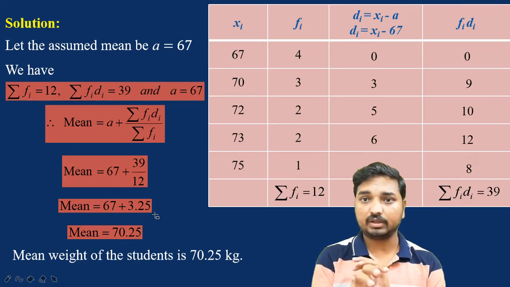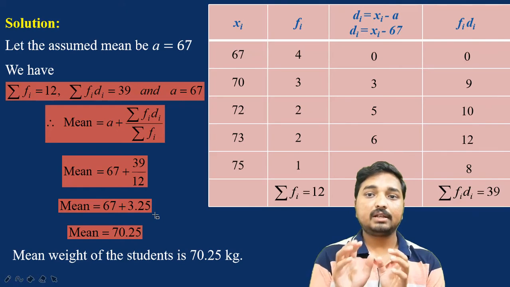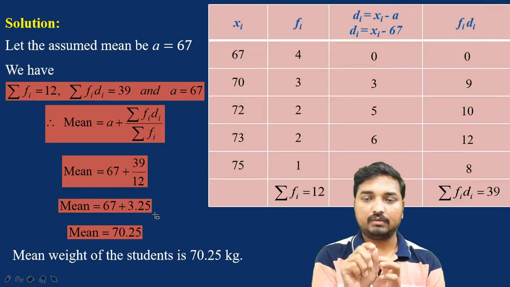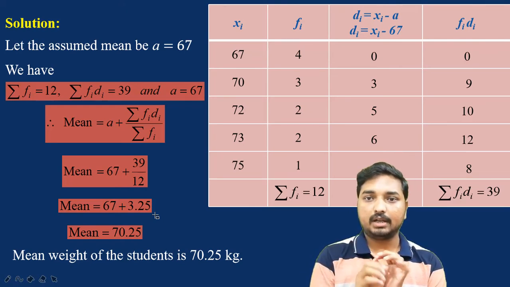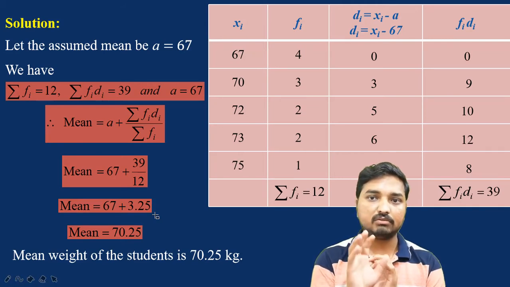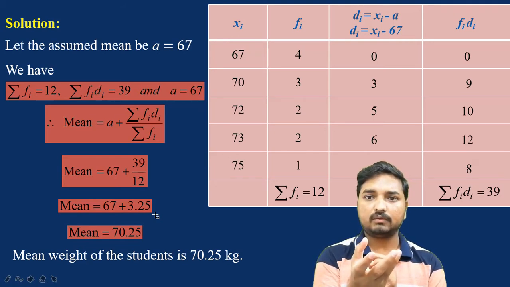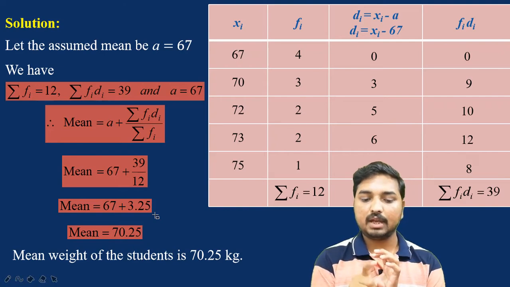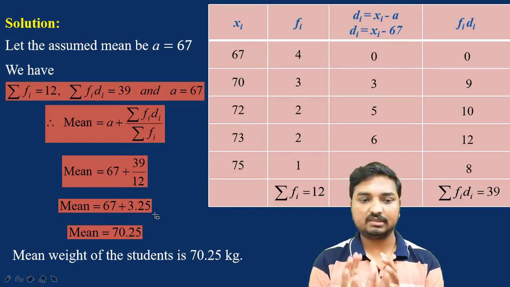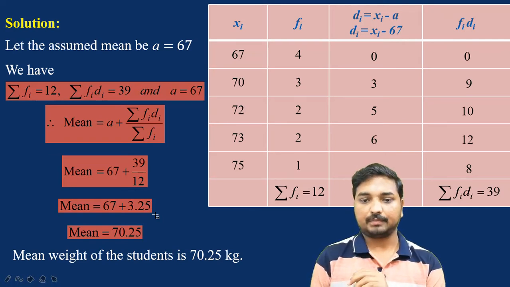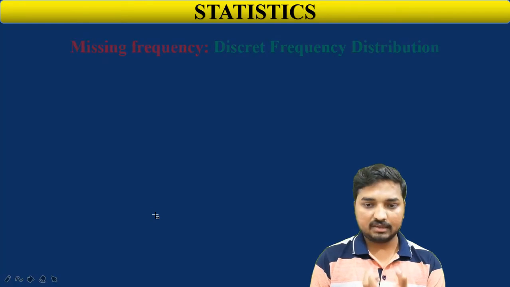Okay, there is a unit for this one. If there is no unit, there is no need to write the unit at the end. But if there is a specific unit mentioned in the given data, then it is better to write it, otherwise you will lose marks. That's why here the data is weight. So whatever the unit of the data is, the same will be carried for the mean also. That's why the mean weight of the students is 70.25 kg. So this completes the solution of this question, and I will move on to the next question.